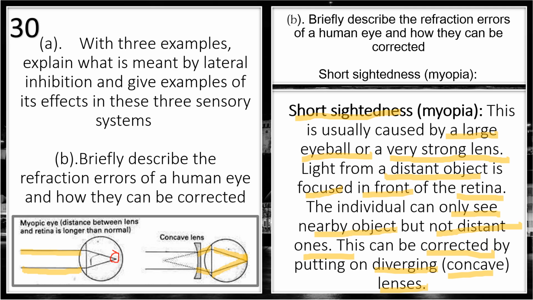So that's why we use a diverging lens, because when they come parallel, when they reach here, we don't want them to be focused in front of the retina. We put a diverging lens. This one will diverge them. When they are diverged, now they will be focused on the retina.